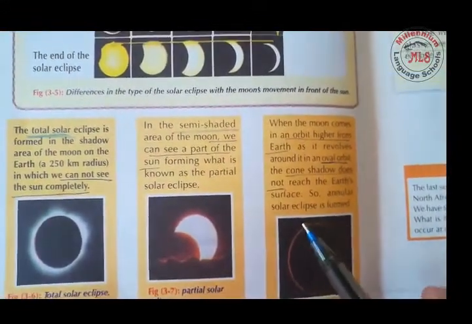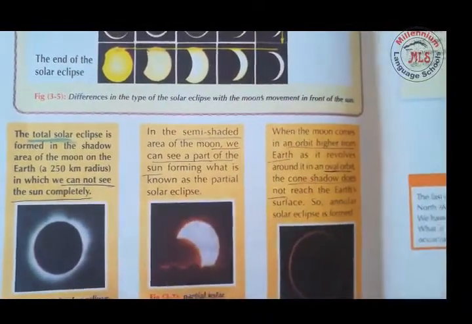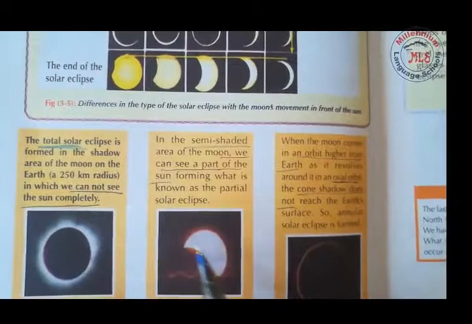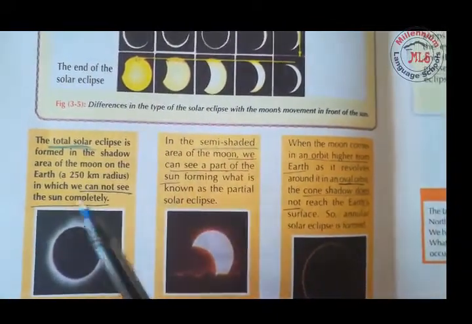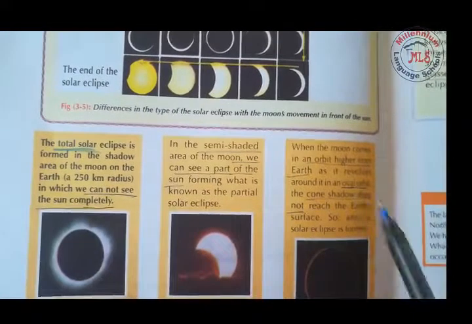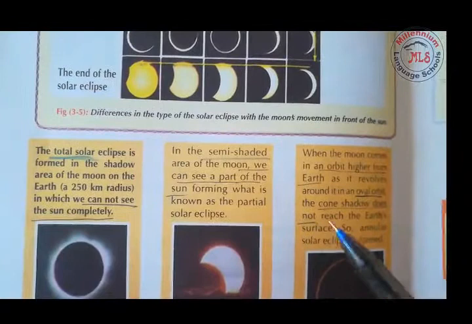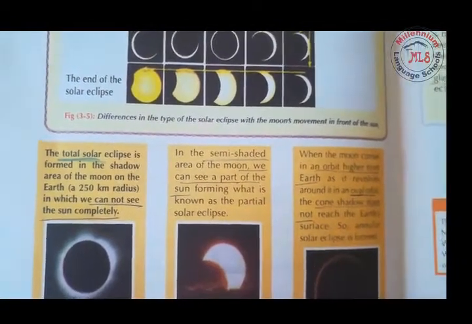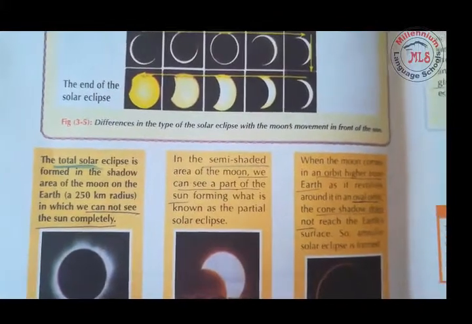So the types of solar eclipse may be annular solar eclipse and partial solar eclipse, or total solar eclipse and partial solar eclipse. That means either a total solar eclipse happens or an annular solar eclipse happens, and it depends on the position of the moon relative to the earth, whether it is at the highest point or the closest point to the earth.